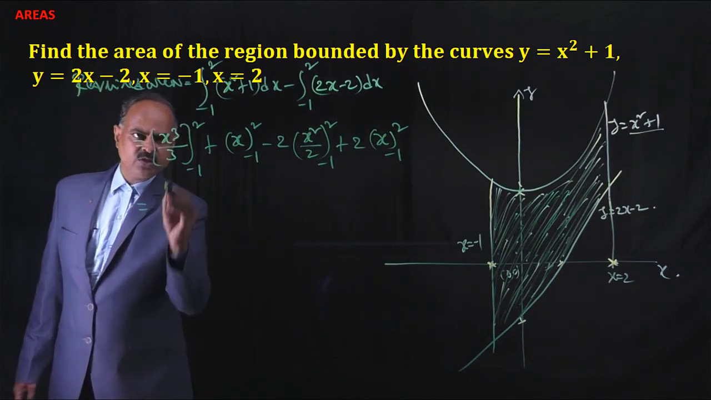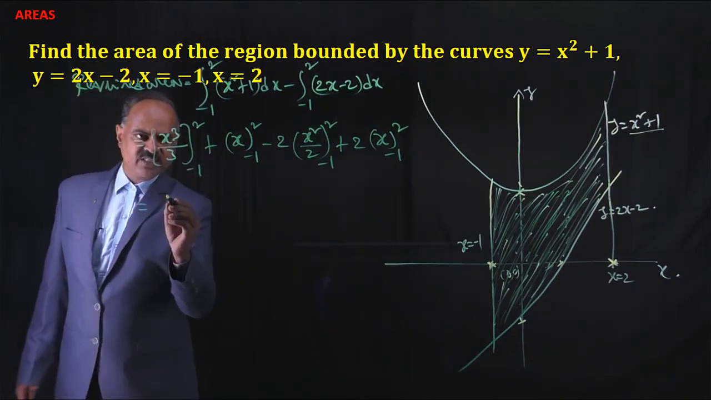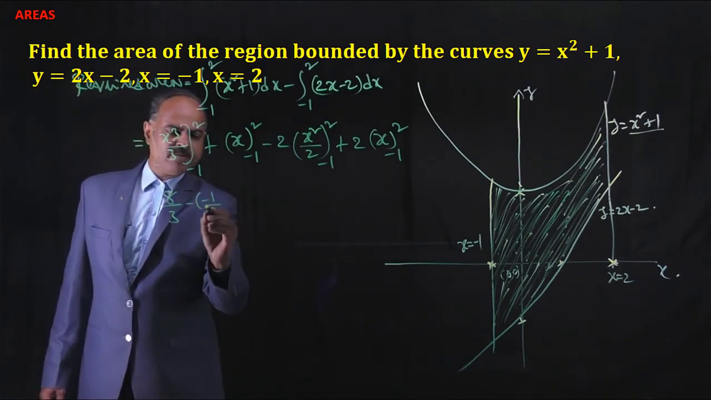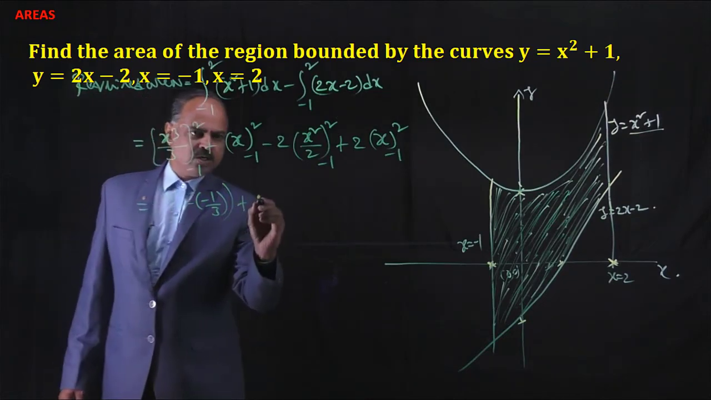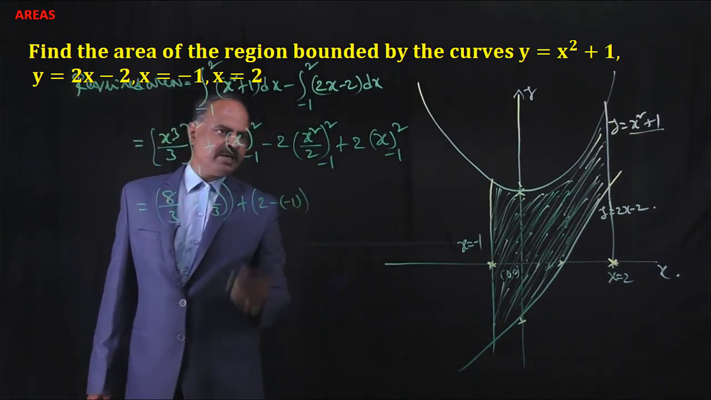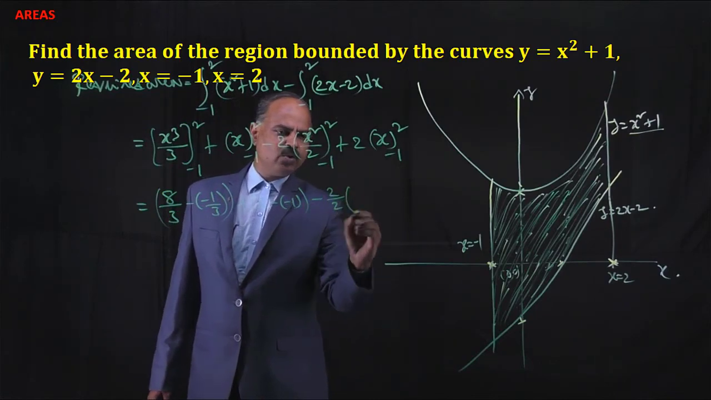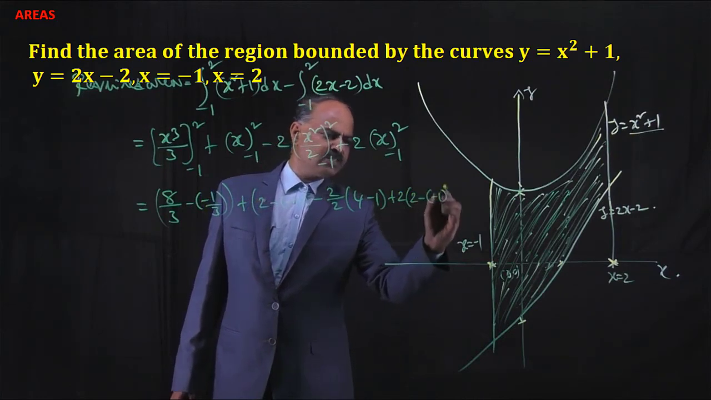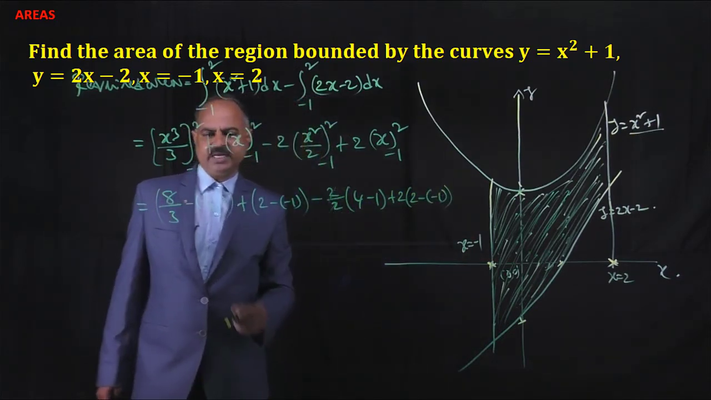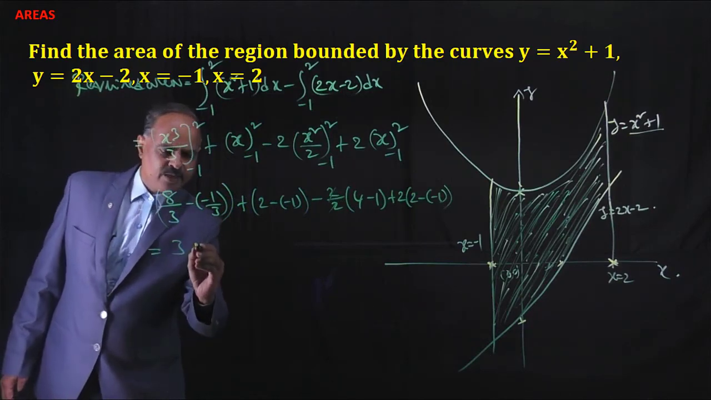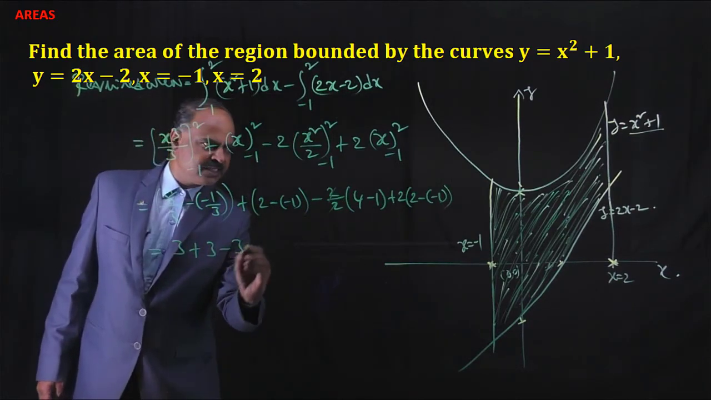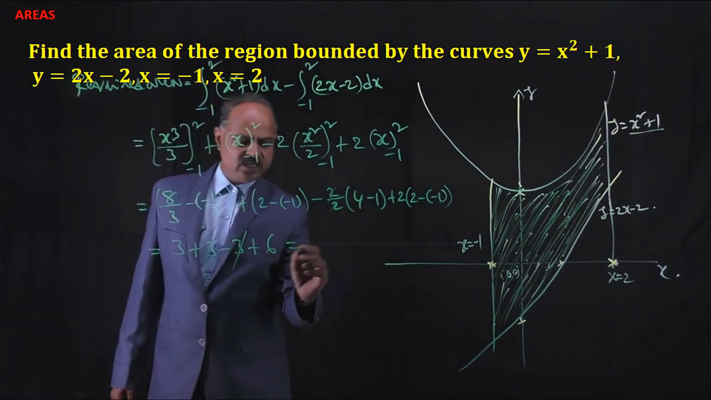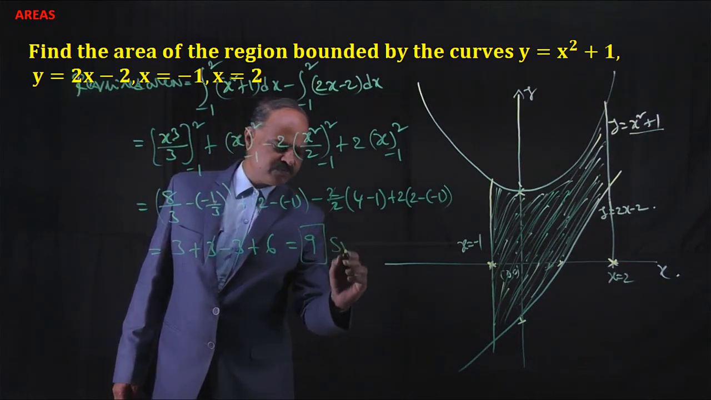Now here substitute upper limit in place of x, that is equals to 2 cube 8 by 3 minus of minus 1 by 3, plus 2 minus of minus 1, minus 2 by 2 into 2 square 4 minus 1, plus 2 into 2 minus of minus 1. Here 2 and 2 get cancelled. So here 9 by 3 plus 3 plus 3 minus 3 plus 2 into 3, 6. So here minus 3 plus 3 get cancelled. So that is equals to 9 square units.